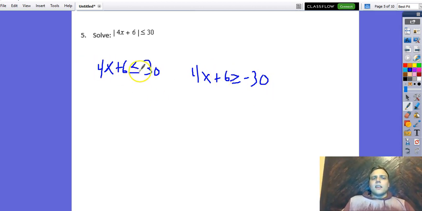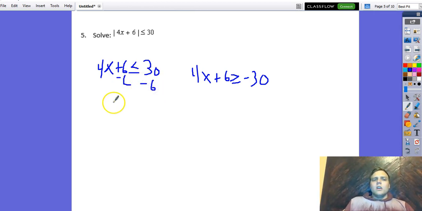4x plus 6 is less than or equal to 30. Well, we're going to start by subtracting 6. And the reason we do this is we want to get x by itself. So we do the opposite order of PEMDAS. PEMDAS would have me do any parentheses first and do any additions and subtractions last. So whenever you're trying to solve for a variable, you do the opposite of PEMDAS. So you need to get rid of any additions or subtractions first. So I subtracted 6. So now I have 4x is less than or equal to 24.